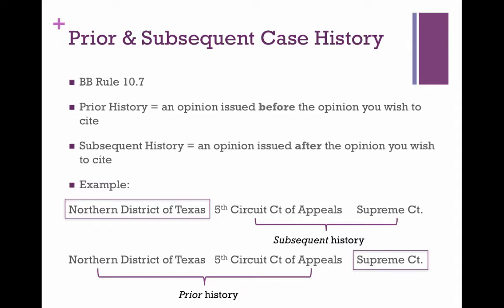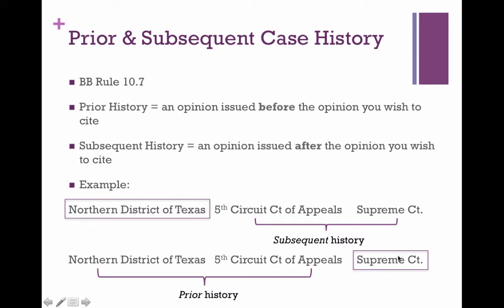The last thing to talk about is prior and subsequent case history. This is Blue Book Rule 10.7. So if this is the case or the opinion that you're citing to, you would want to include subsequent history probably as a general rule, because these are the Supreme Court's binding.